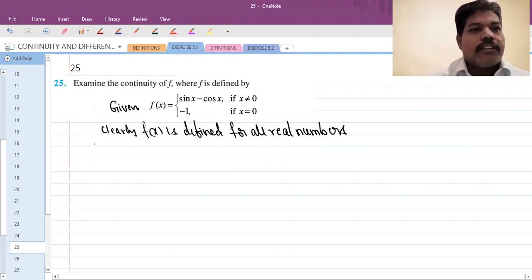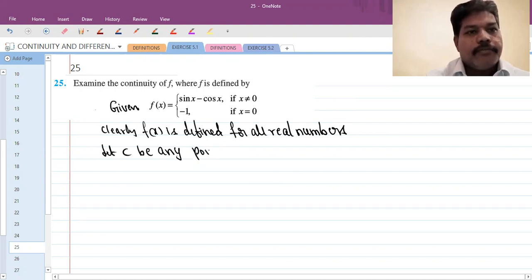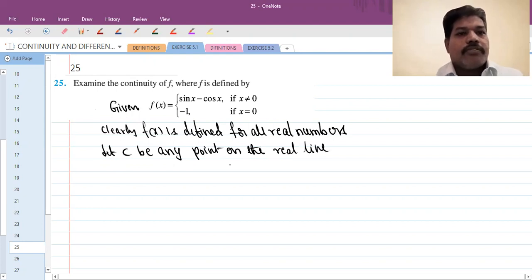Then what we have to take is a similar case. Let C be any point on the real line. So then what happens?